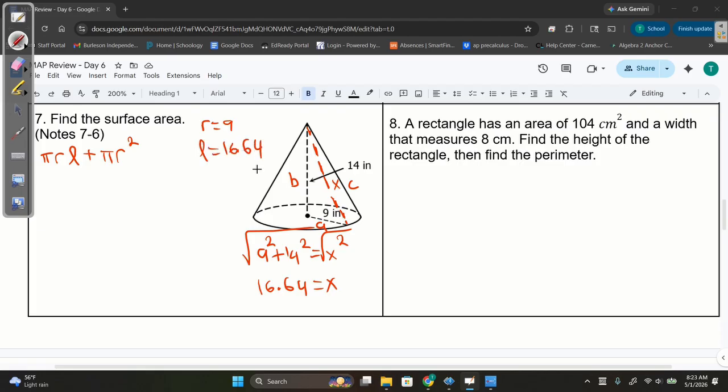With that, simple as plug and chug. Pi times 9 times 16.64 plus pi times 9 squared. And we should get 724.95 inches squared.